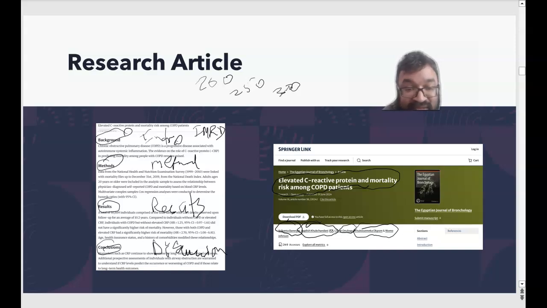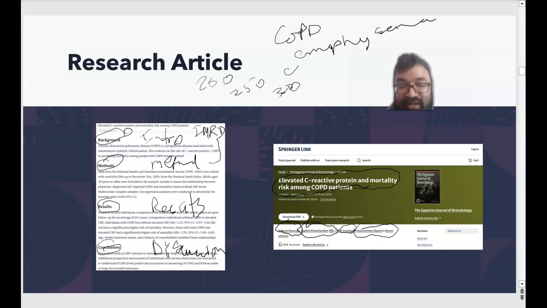What are some of the important portions? Well, you want to have about 2 sentences in your background, telling everyone why your topic is important, given what's out there. So we were looking at COPD, and for those of you that may not be familiar with this condition, it is comprised of emphysema and chronic bronchitis.